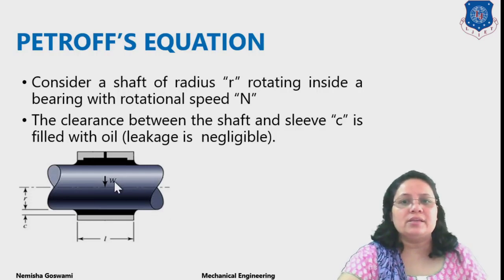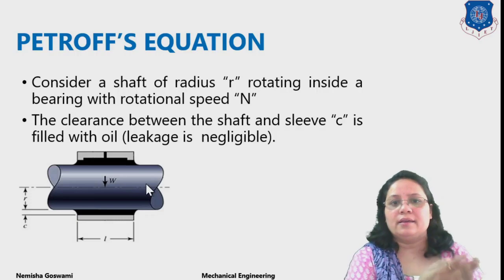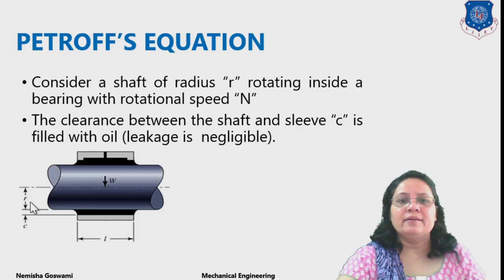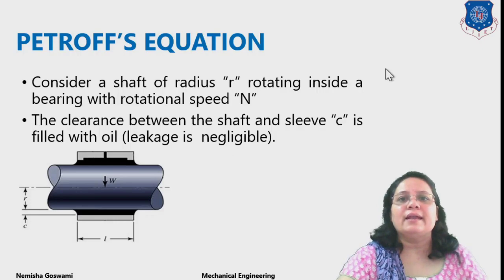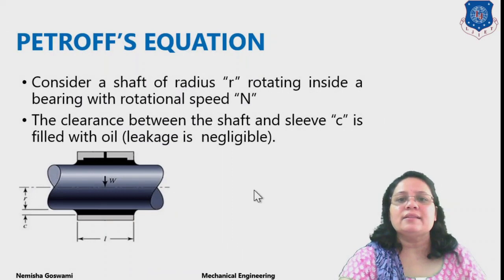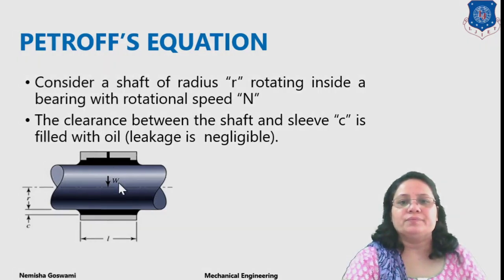Here in this diagram, this is your shaft. You can see the radius of the shaft is r, the clearance is C, and the length of the shaft is l. And one more thing, we consider that the load acting on the shaft is W, right?